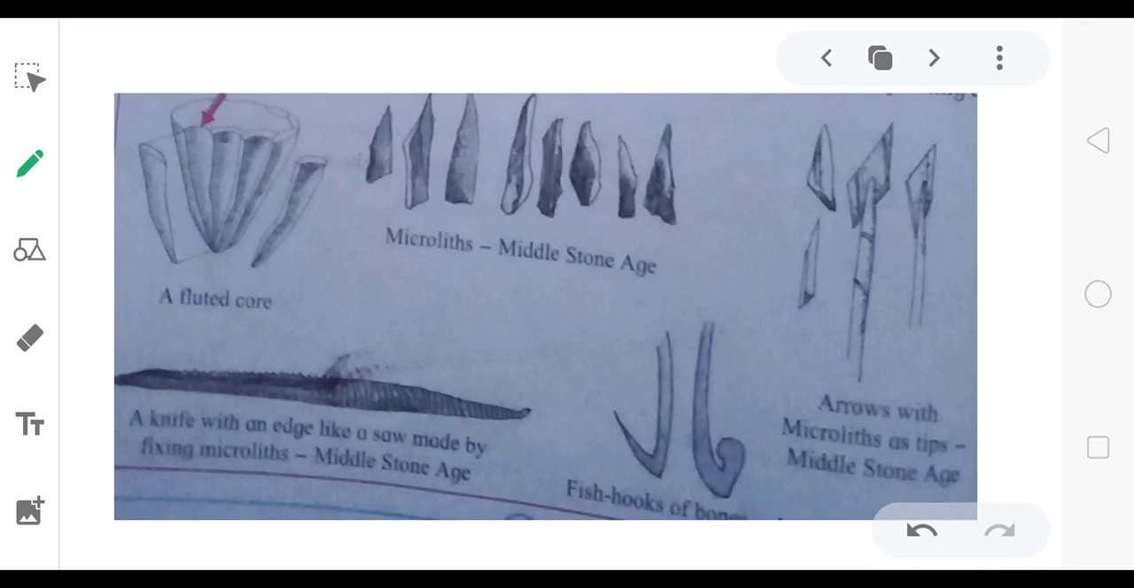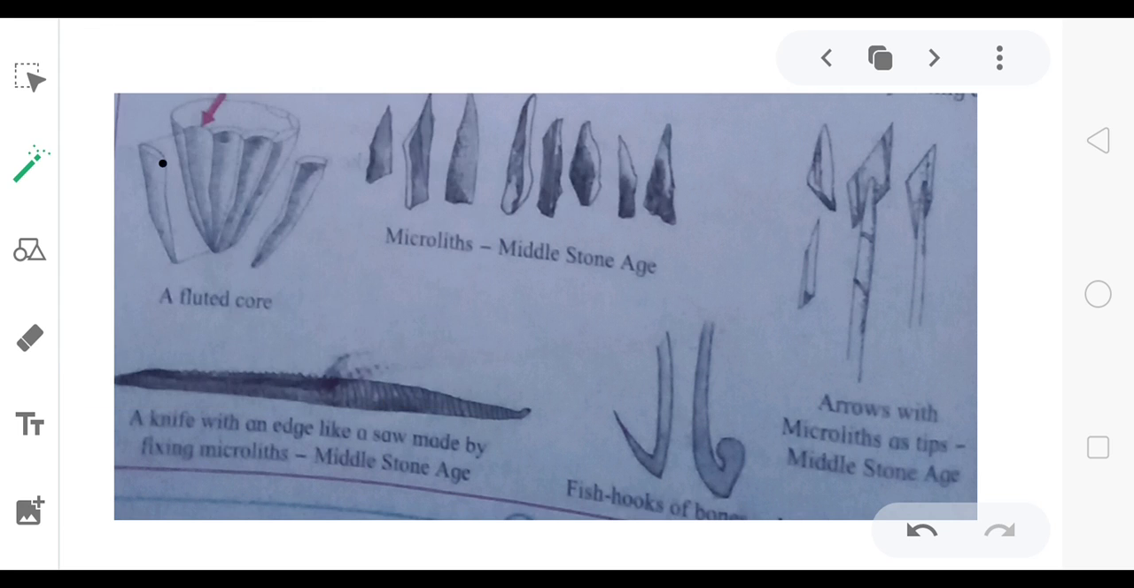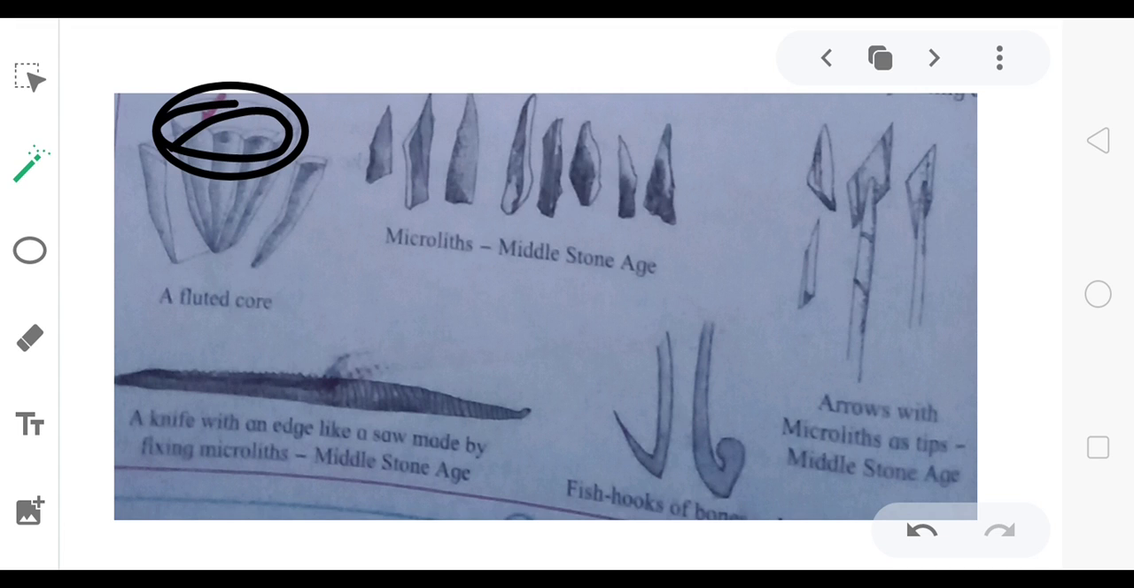Now, look at this picture. In the Middle Stone Age, the stone blades used to make implements were removed from the stone by the fluted core. This is a fluted core technique. Flute means a long parallel-sided depression on the stone, and core means the original stone from which the blades are removed. Flute means long and parallel.